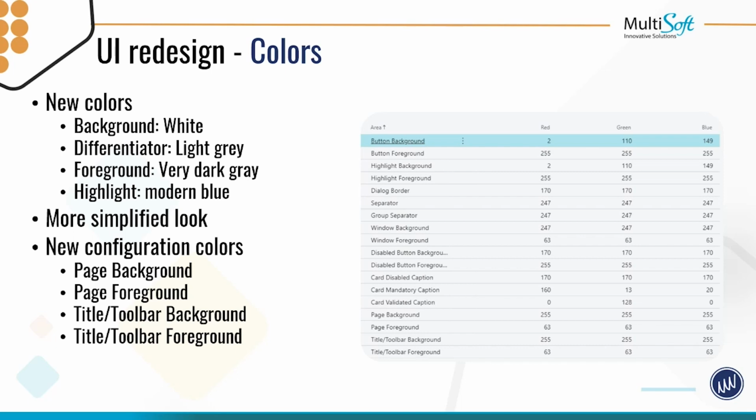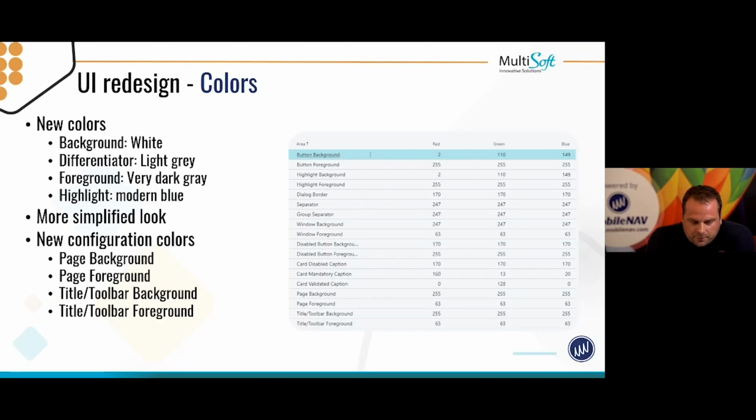So the first portion, the colors, I already talked about that. We have a background with white and the differentiator color with light gray. These are the two main colors inside the base configuration. And the foreground color is a very dark gray. It's not black, but it's a very dark gray. And we have a highlight color, which is a modern blue. With that you can basically get the user attention on the most important portions of the UI. And I believe that this gives us a more simplified look in the application.